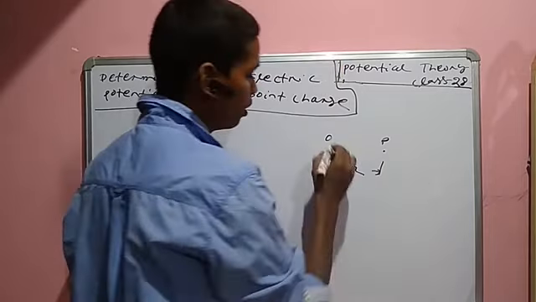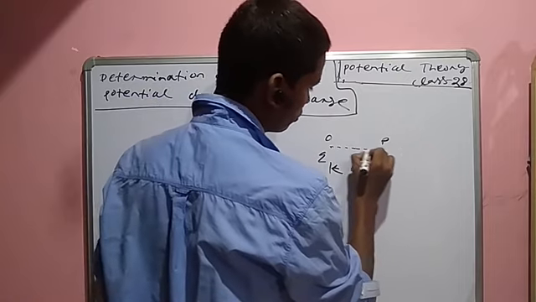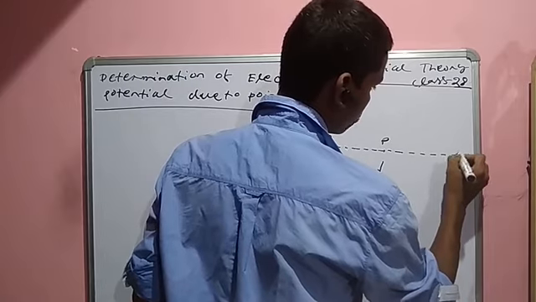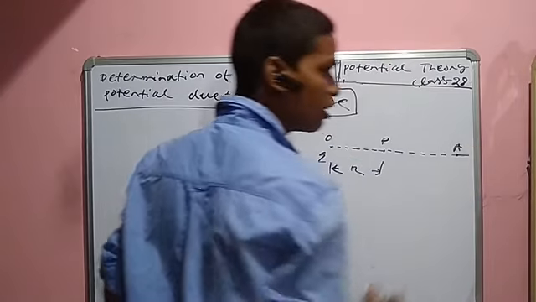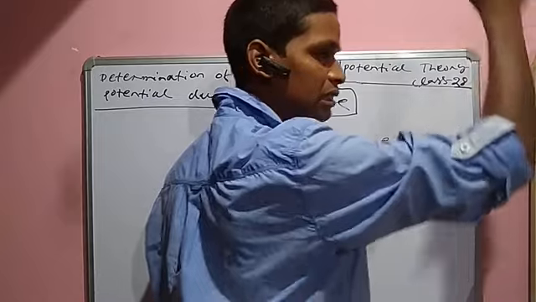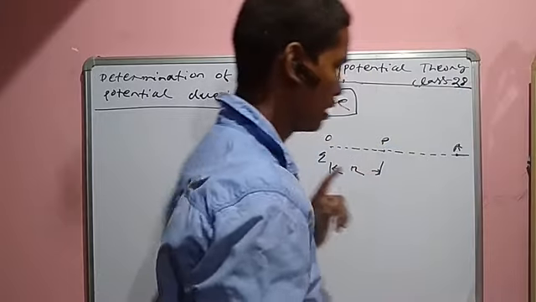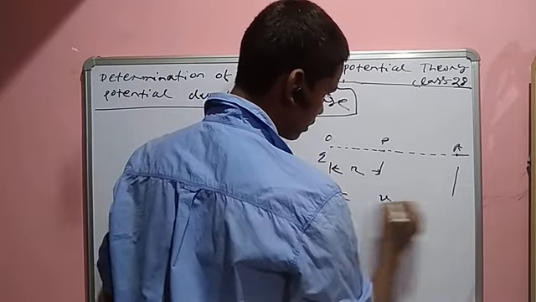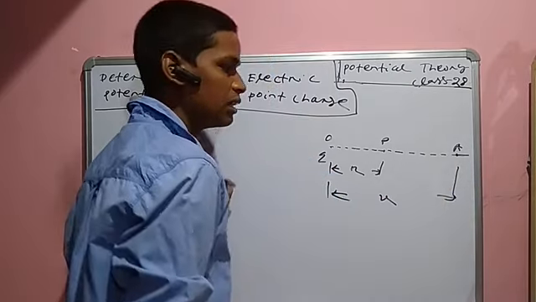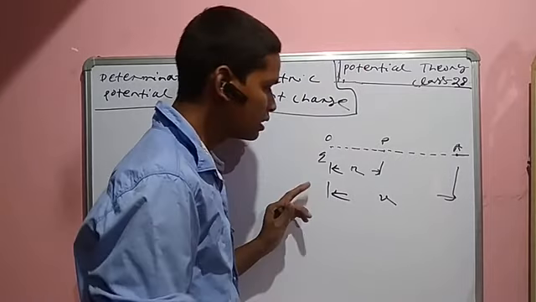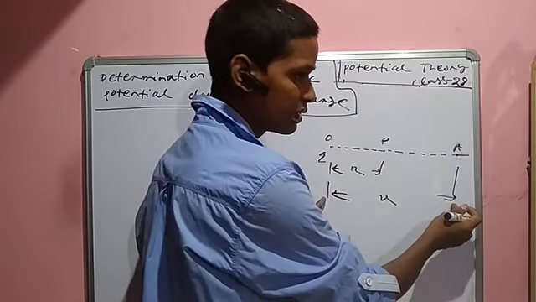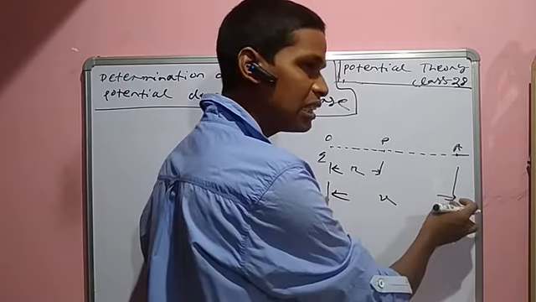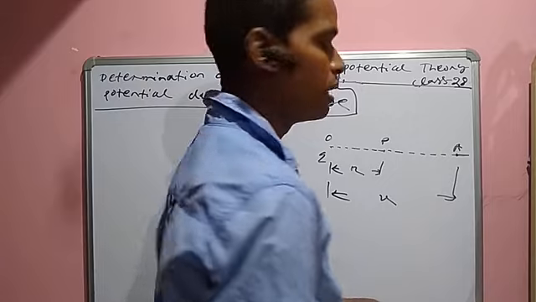So due to the Q charge, another point is chosen. Suppose this point is A. A is at a very large distance, which may be assumed as infinite distance. Suppose the distance of A is x. That means this is the r distance, this is the x distance, and this x distance is much greater than r. This x distance may be infinite.